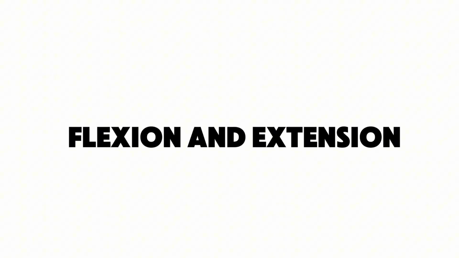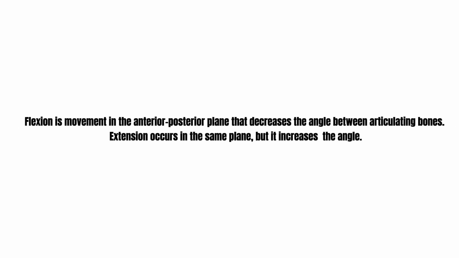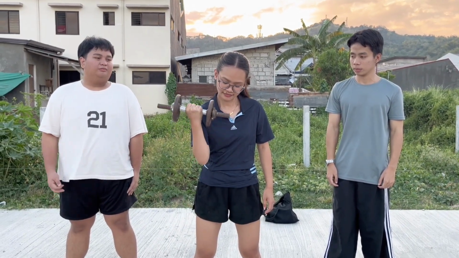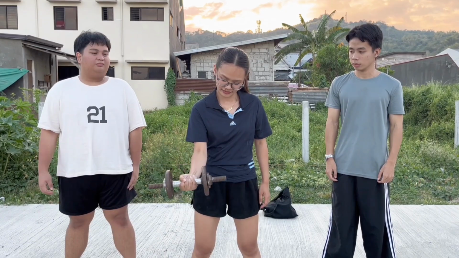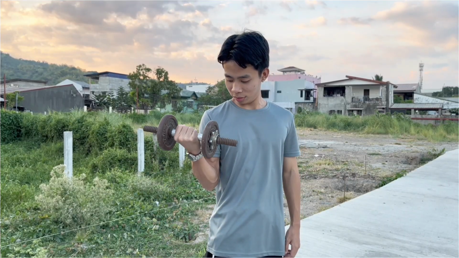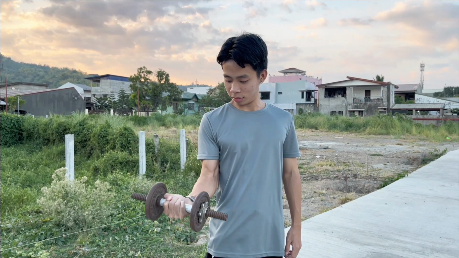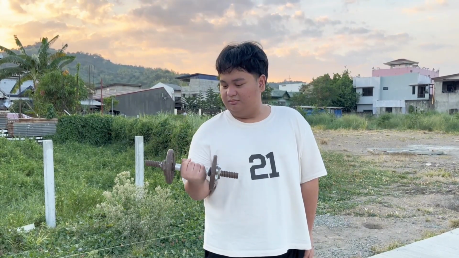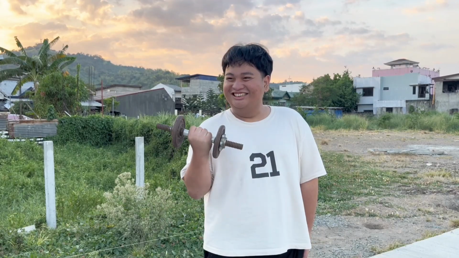So first we have flexion and extension. Flexion is movement in the anterior to posterior plane that decreases the angle between articulating bones, while extension occurs in the same plane, but it increases the angle. And when I'm doing a bicep curl, we see both movements. Flexion is when I decrease the angle between my forearm and upper arm, bringing my hand toward my shoulder. You can see my bicep contracting and that angle getting smaller.